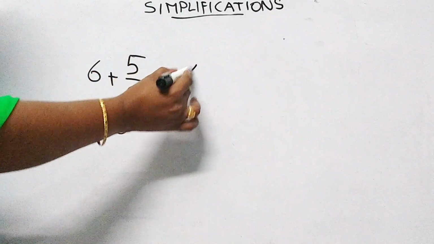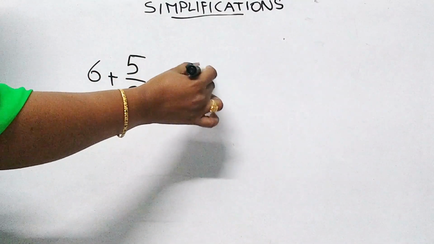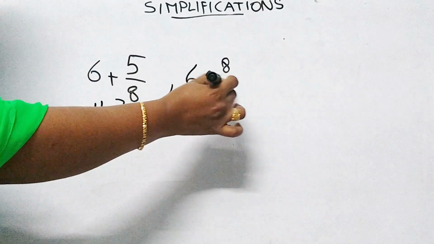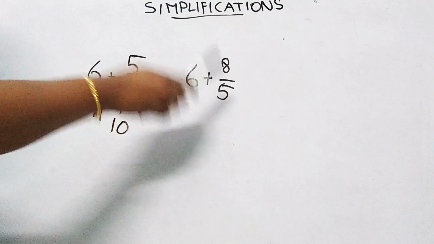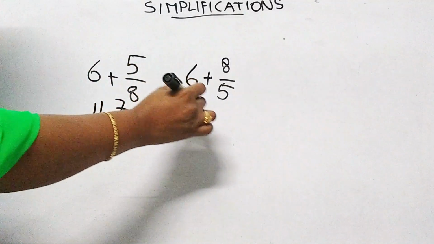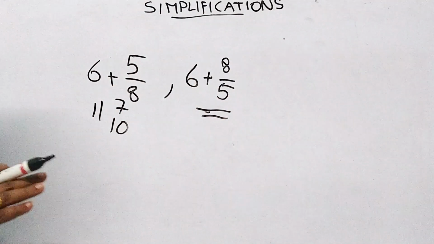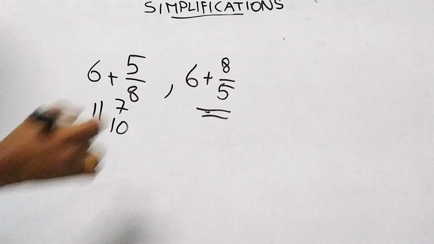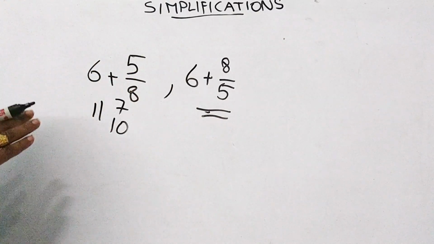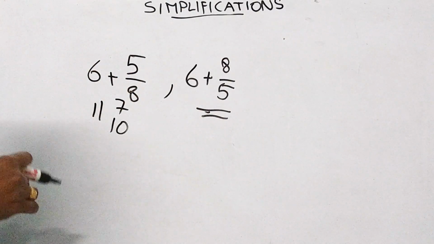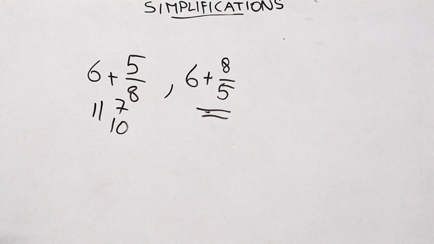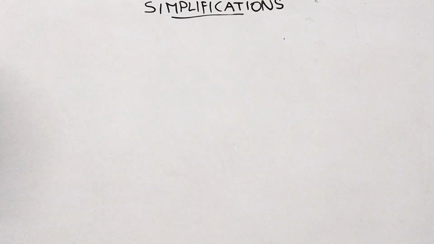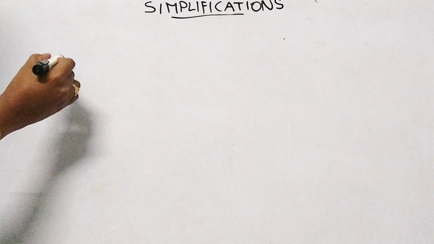For example, if the fraction is 6 plus 8 by 5, here the numerator is more than the denominator. In this case, we cannot apply that shortcut. So please remember that the numerator should be small to use this trick. Now we will check with subtractions. Now take one example.